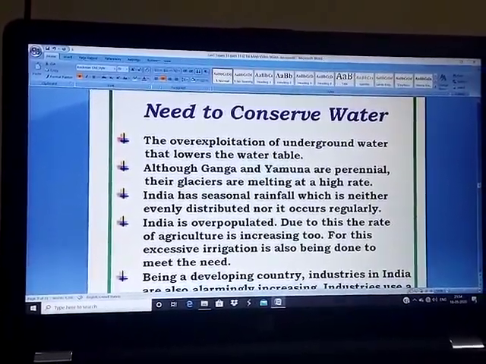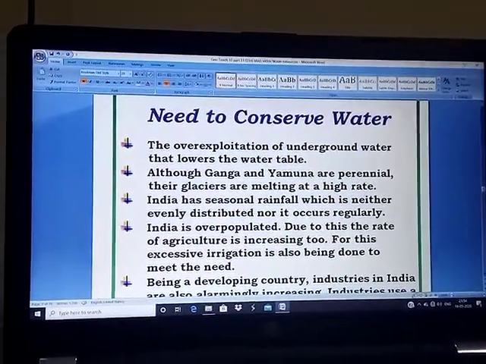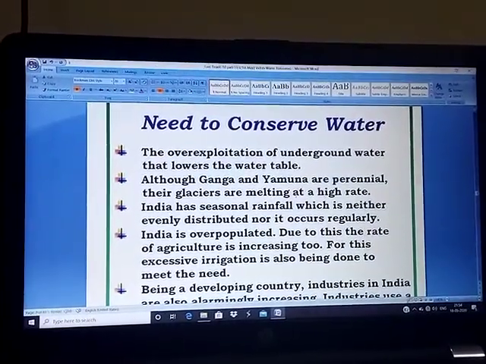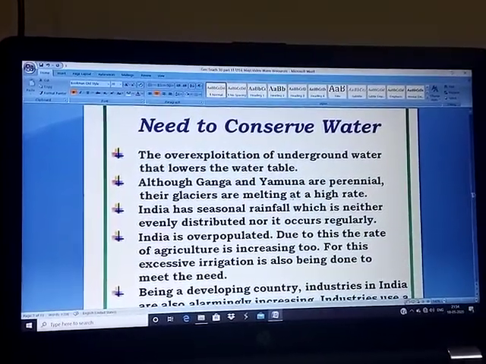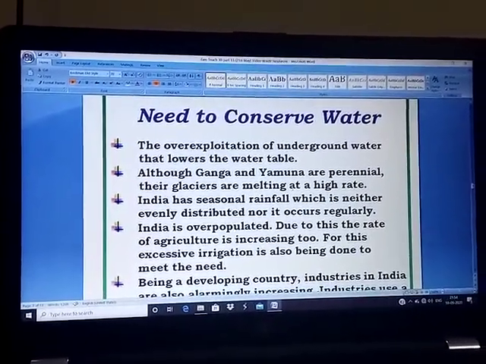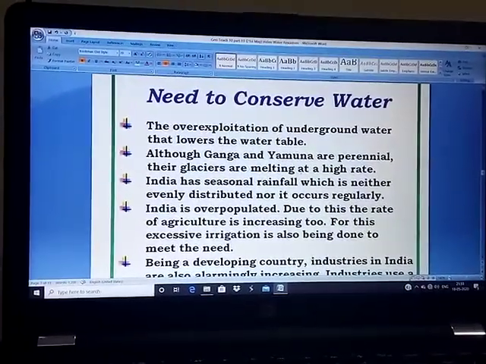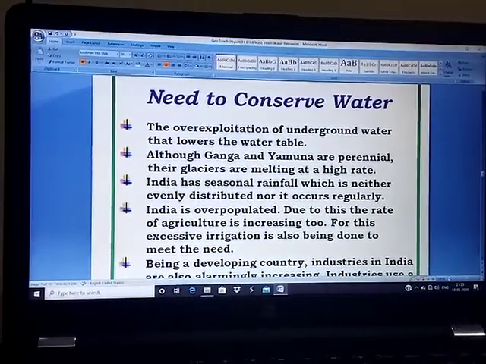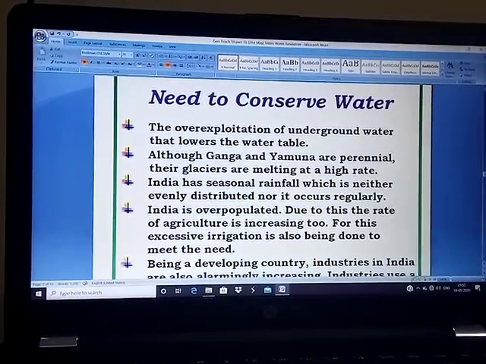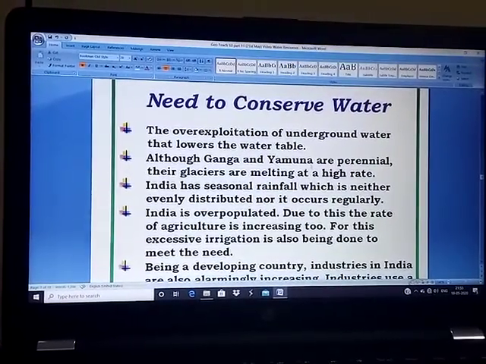In India, we have Ganga, Yamuna and many others that are perennial rivers. However, their glaciers are melting at a very high rate. So soon those glaciers will come to an end. There will be no water supply. There is an estimation that within 25 to 50 years, our Ganga and Yamuna will have a high water crisis problem. So much so that there is a fear that there will not be any more perennial rivers.